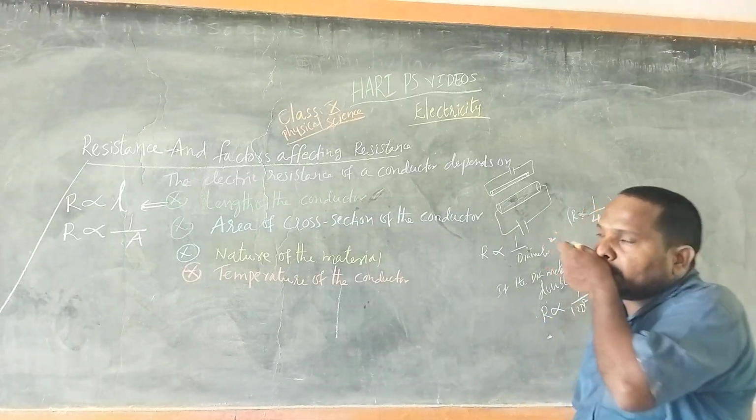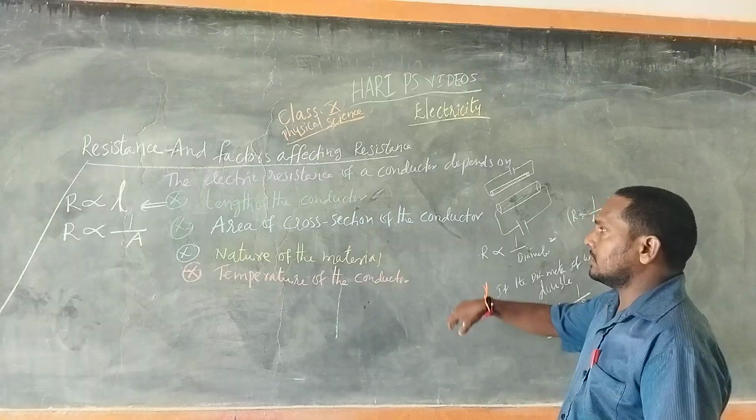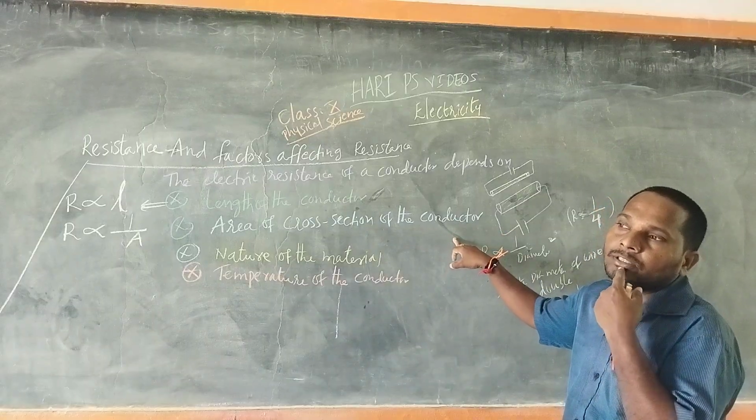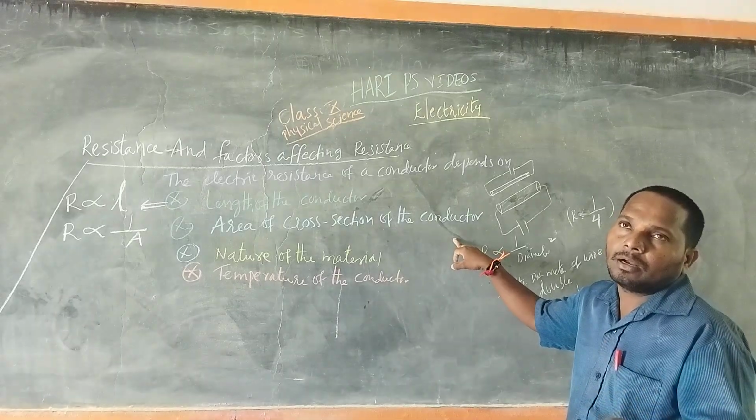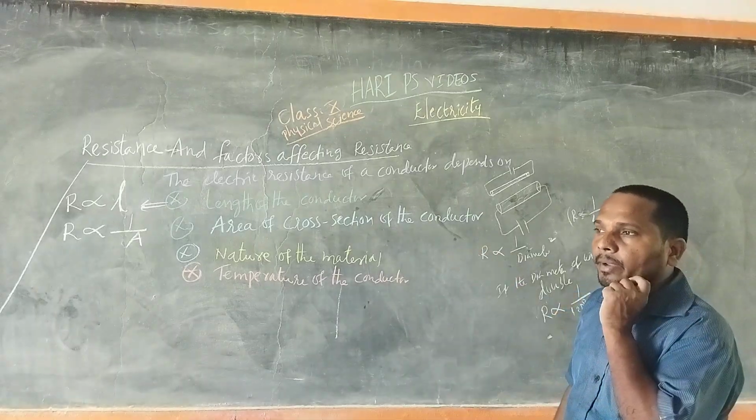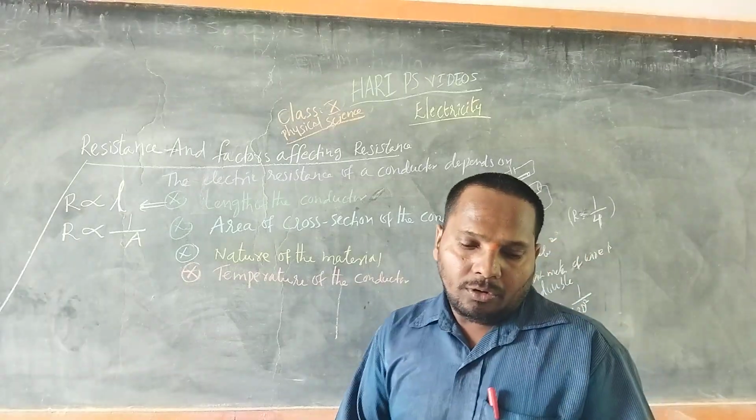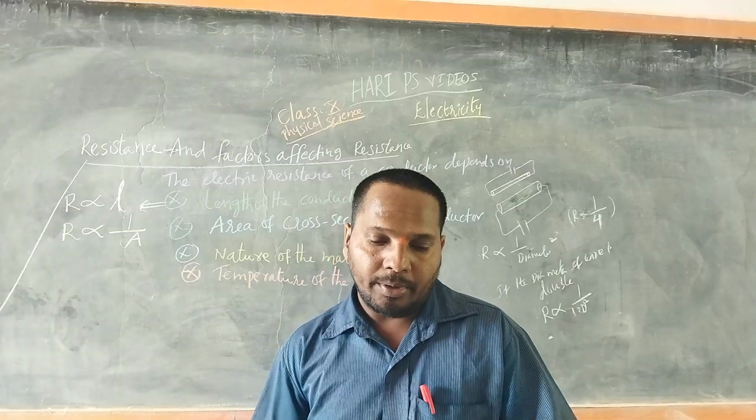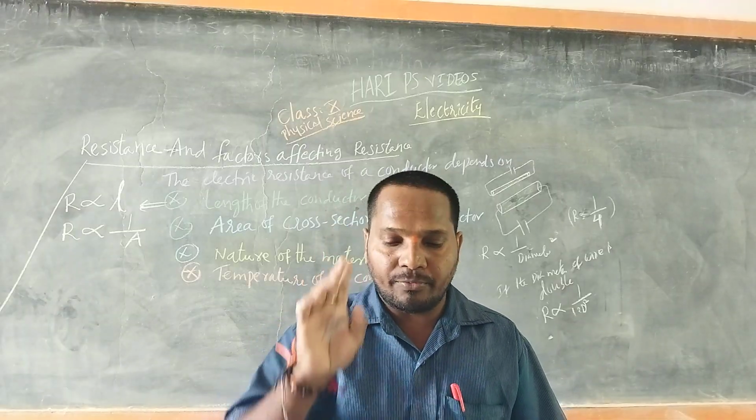So finally we can say that the resistance of the wire depends on the area of cross section and is inversely proportional to the square of the diameter. So when the diameter of the wire is doubled, made into 2 times, its resistance becomes 1 by 4th.